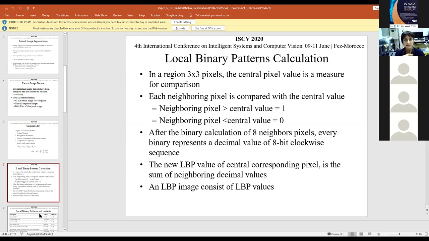So after this extraction of binary elements, we have eight neighboring pixels which form a new LBP value. We can decode it clockwise. We can have this decimal code. After the extraction of each LBP pixel, we can say that we have a new LBP image, which consists of the new LBP values.